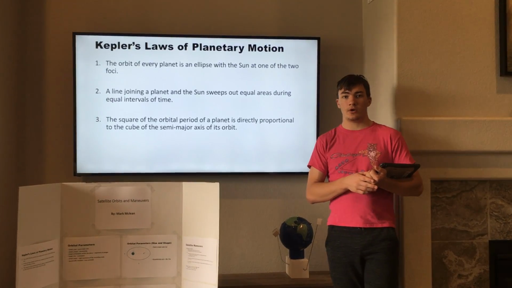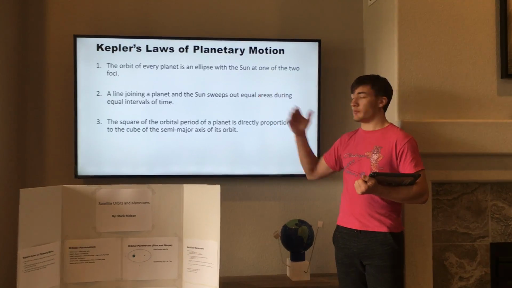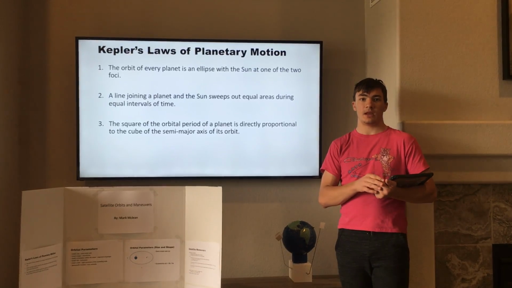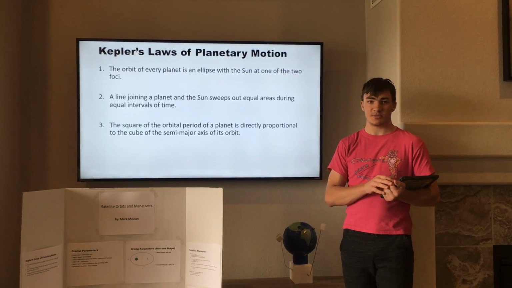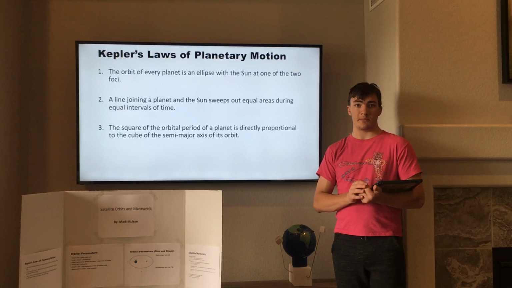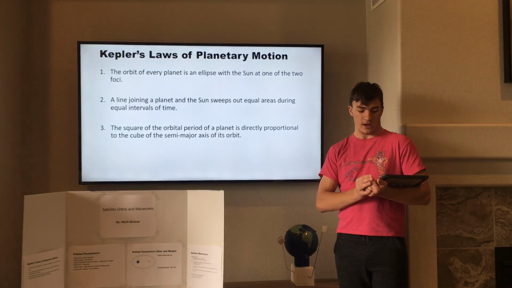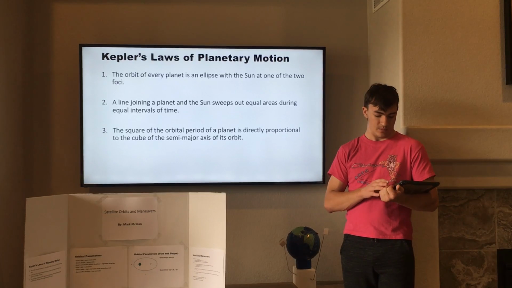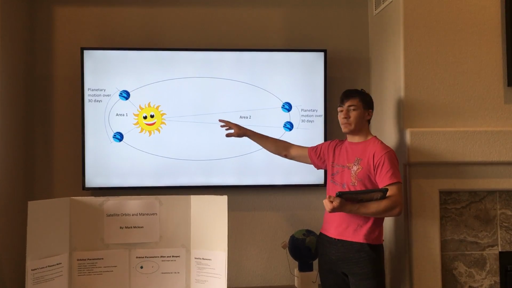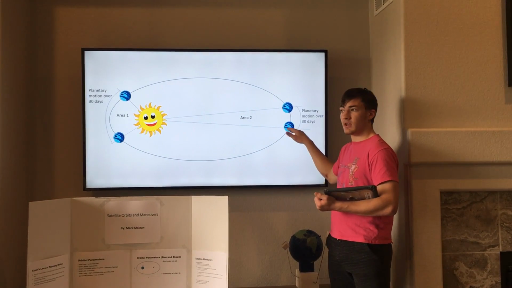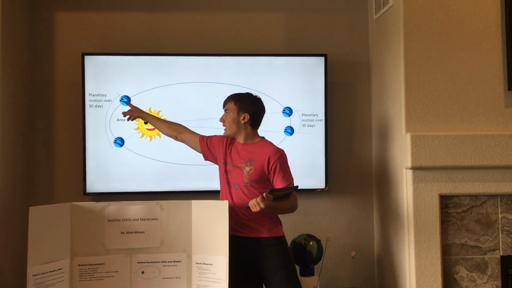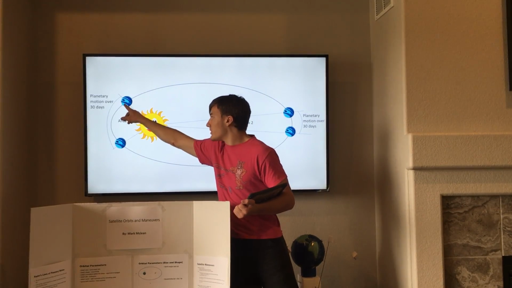The most basic part of orbits is Kepler's laws of planetary motion. The first law states that every planet orbits in an ellipse around the sun. The second law states that a line joining a planet and the sun sweeps out equal areas during equal intervals of time. So basically, area 1 and area 2 have the same area. Therefore, the time it takes for the planet to travel from here to here is the same as the time it takes a planet to travel from this point to this point.